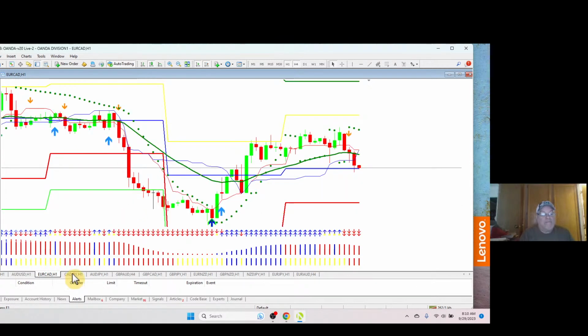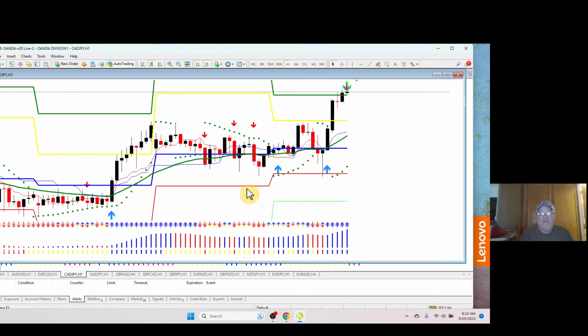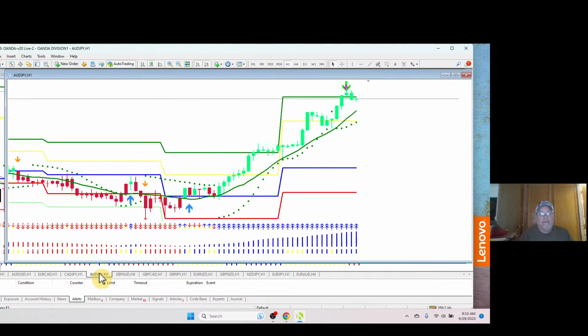And we're going to do the CAD yen 1 hour. It's making a 1 hour sale, but that candle's got 50 minutes. Nothing to do there on the CAD yen. Aussie yen has made a 1 hour sale. You might have got in that candle right there. And of course that's your stop, that high.